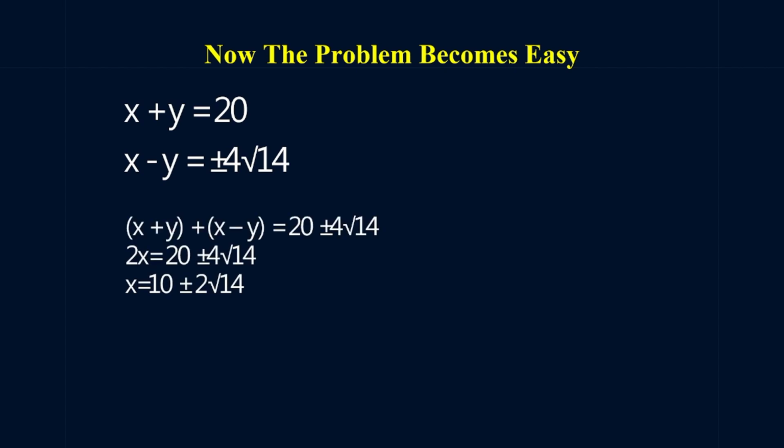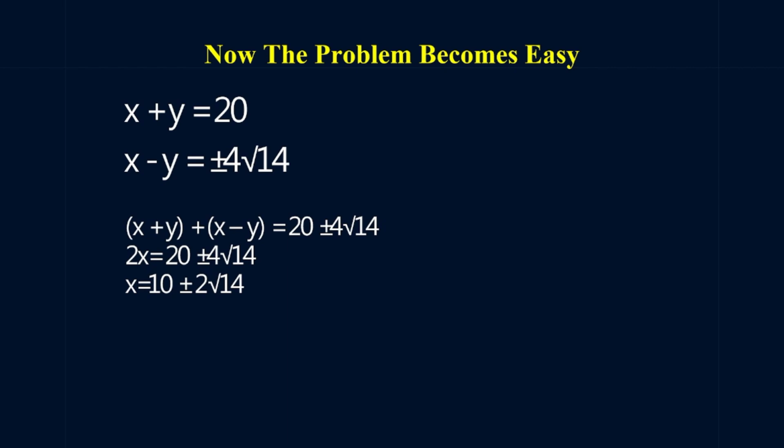Write the two equations together. x plus y equals 20. x minus y equals plus or minus 4 square root 14. Now add the equations. The y terms disappear. 2x equals 20 plus or minus 4 square root 14. Divide both sides by 2. x equals 10 plus or minus 2 square root 14.